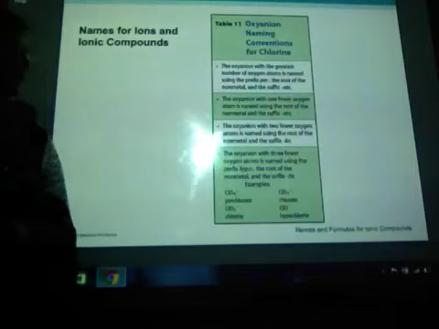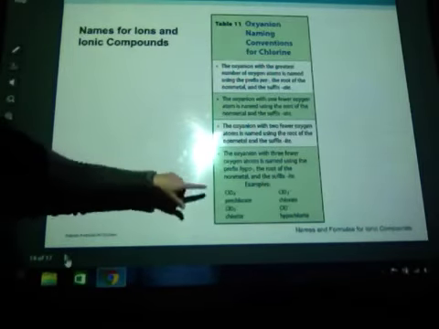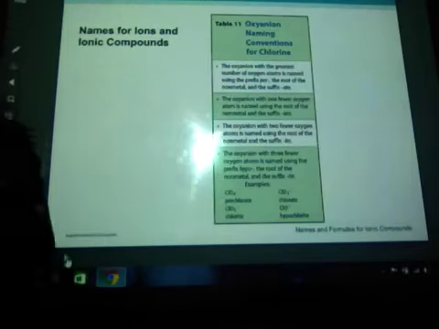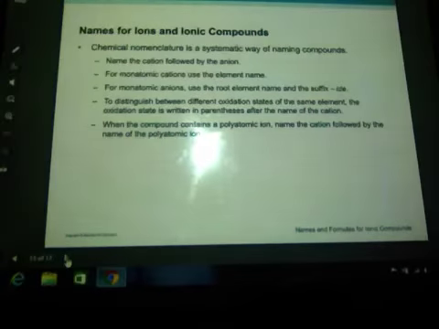Hypo means 1 less. I don't know that I'll ask a question about that, but all of those deal with the amount of oxygen that are in your compounds. For right now, I'm not concerned because these are on your cheat sheet, so you can look them up. So now we're going to look at naming. We looked at how to write the formula, now we're going to look at naming.